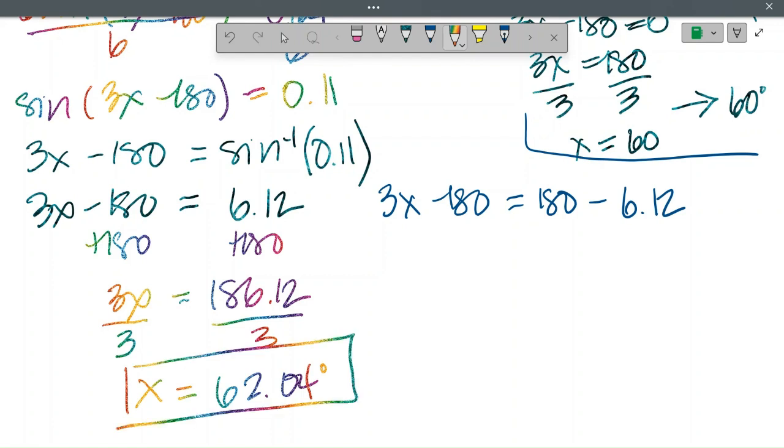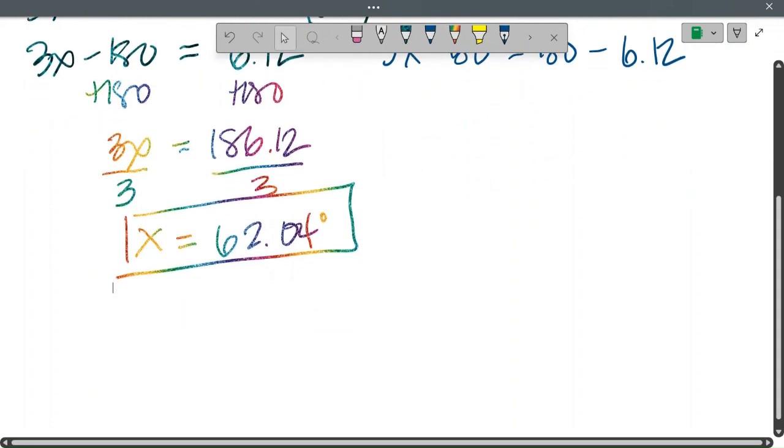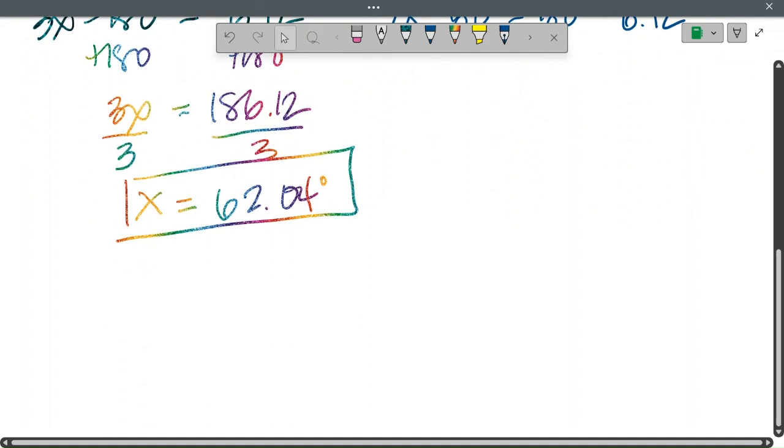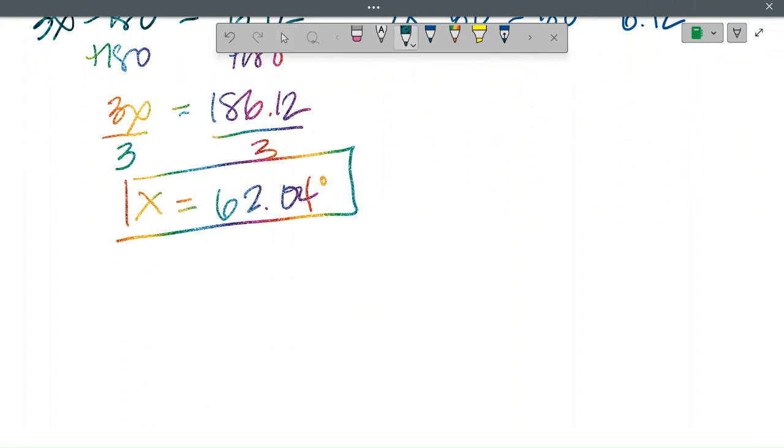It falls within my domain, so that works. Now, I know that this value repeats on the next sine wave every 120 degrees. That is our period. So now I'm going to just add 120. If my domain went to negative 360 degrees, I would also be deducting 120. But since I'm only looking for positive values, I'm adding those. So when I do that, I get 182.4 degrees.